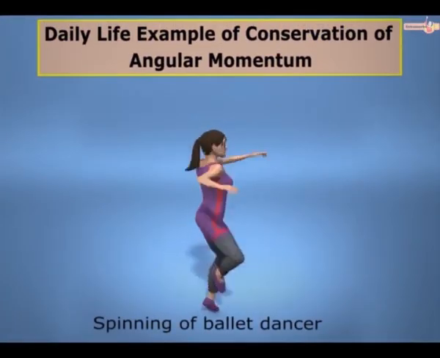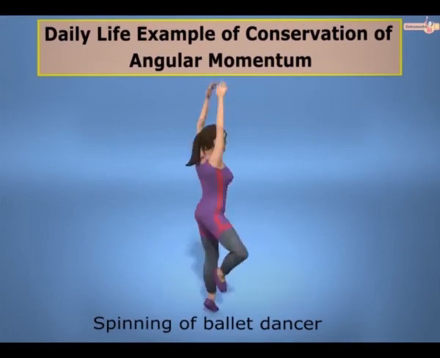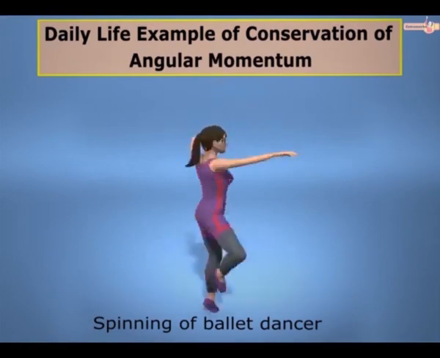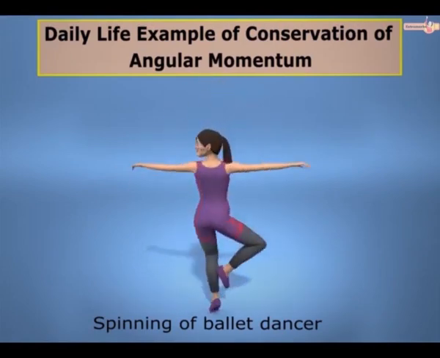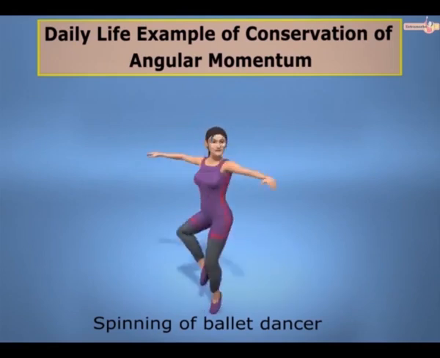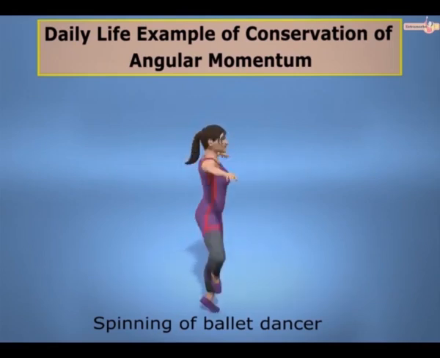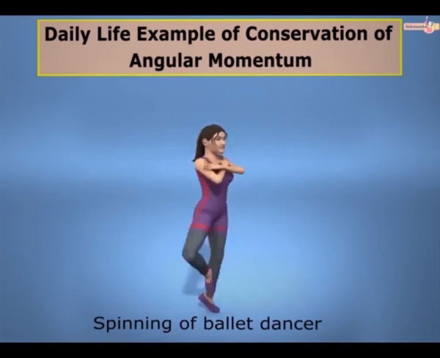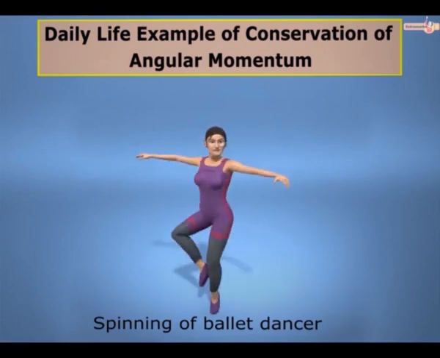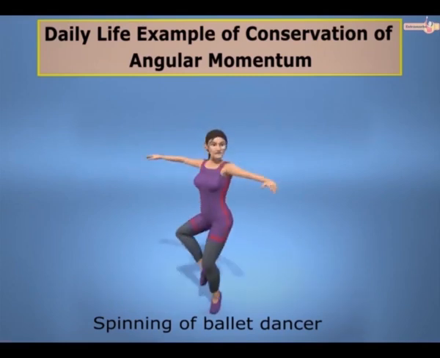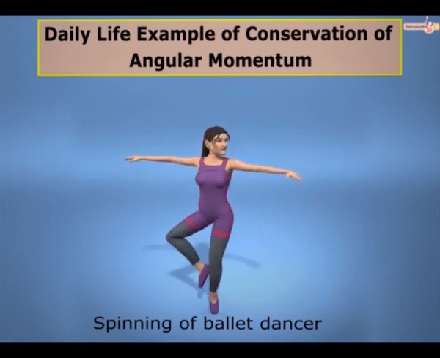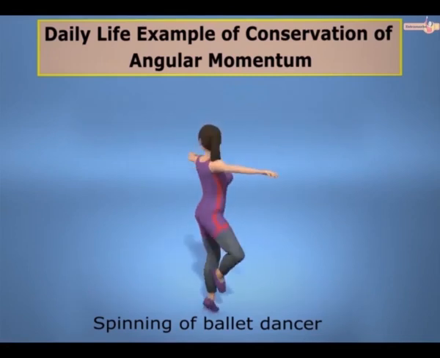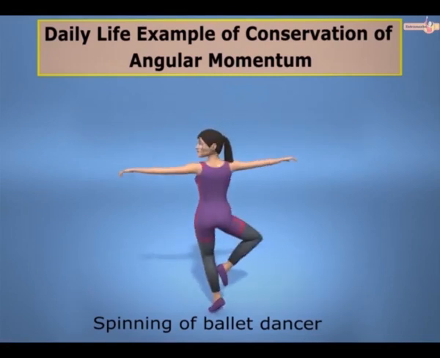A ballet dancer starts spinning with her arms overhead. When she spreads her arms, her rotation slows down, whereas when she pulls her arms closer to her body, her rotation becomes faster. This happens because when she stretches her arms, her mass is at a larger distance from the axis of rotation, which passes through her body. Thus, the moment of inertia increases.